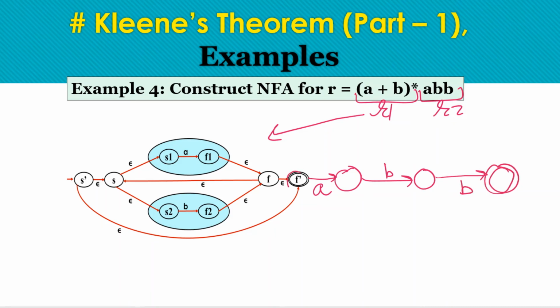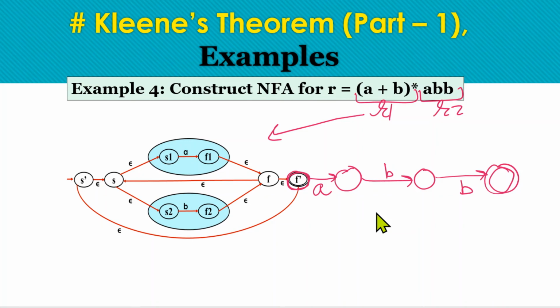So this is not the final state now. This is the complete machine, as we have concatenated these states, meaning the final state of the a machine is concatenated with the initial state of the b machine, right? This is the way we convert a given regular expression to an NFA with epsilon moves using Kleene's theorem.